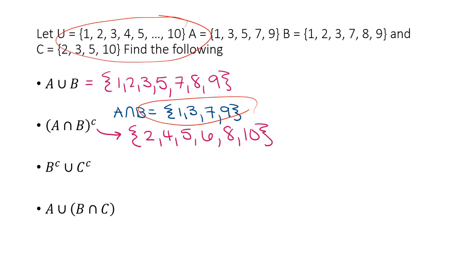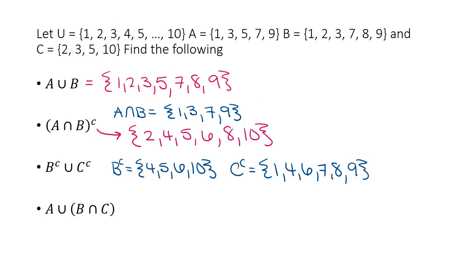Now if we move on to the third problem, notice now there are no parentheses. So this time we are going to start by finding the complements. Complement of B, complement of C. We're going to do that part first. And then we'll take care of our union. So the complement of B is every number that is not in set B. So that would be the numbers 4, 5, 6, and 10. And the complement of C, the numbers that are not in set C, 1, 4, 6, 7, 8, 9.